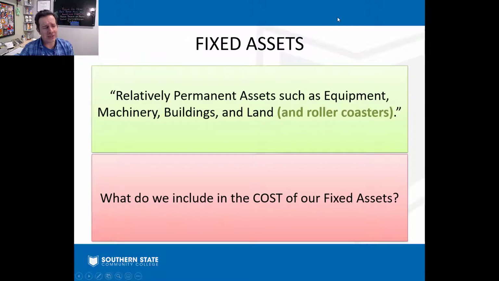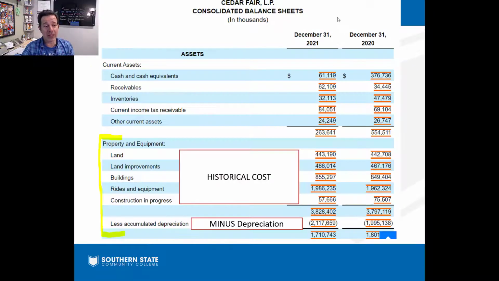We said a fixed asset is a relatively permanent asset, such as equipment, machinery, buildings, land, and if you're Kings Island, a roller coaster. And the idea here is we have a big piece of equipment. We're going to use it for multiple years or multiple accounting periods, and we're going to treat it as a fixed asset. So today, now that we have that definition nailed down, we're going to talk about what do we include in the cost of a fixed asset when we construct that roller coaster, when we buy that building, when we buy that equipment. What do we include in that cost?